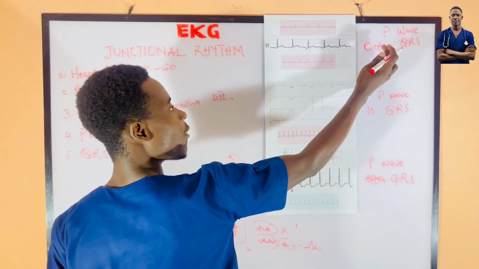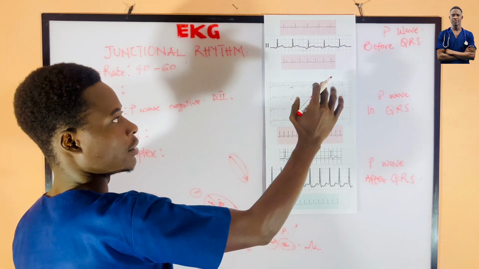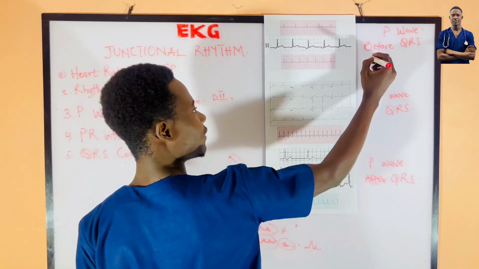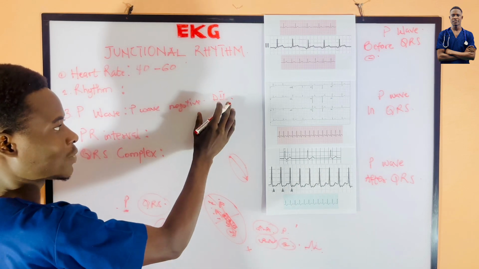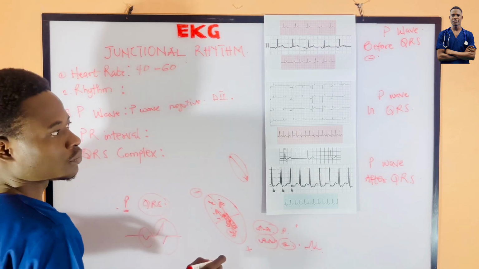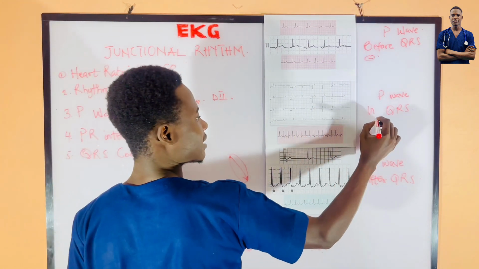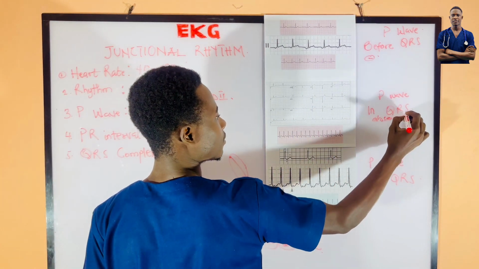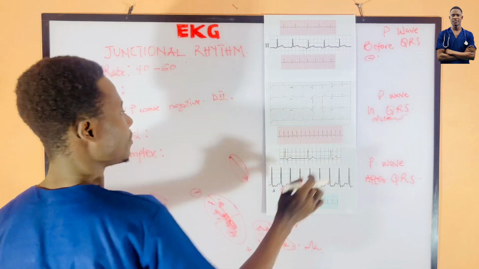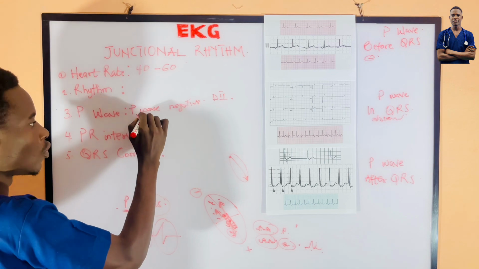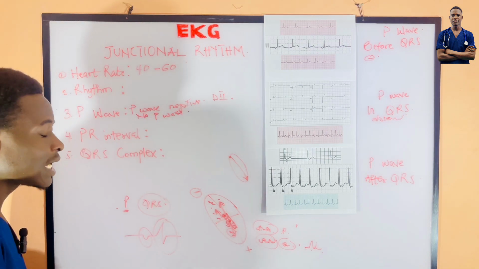So before the QRS complex, the P wave is going to be negative. Are we clear with it? So the P wave is negative. Now, inside the QRS complex, the P wave is absent. Are you clear with it? So we won't see the P wave. So we say no P wave.